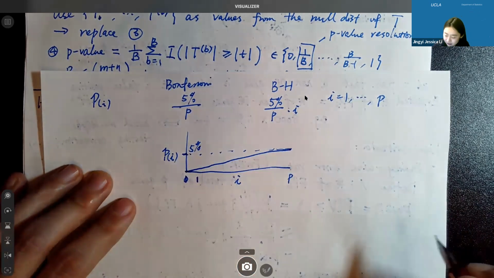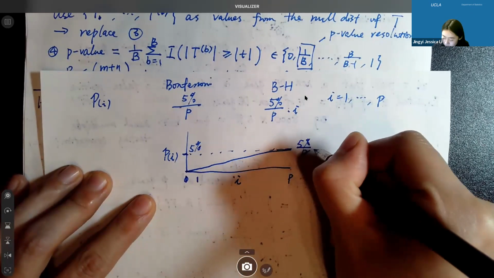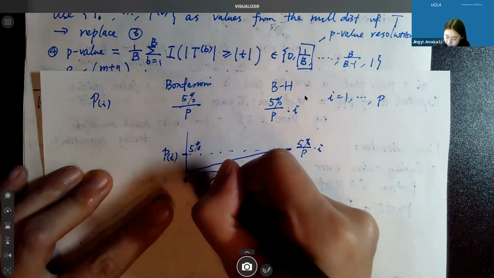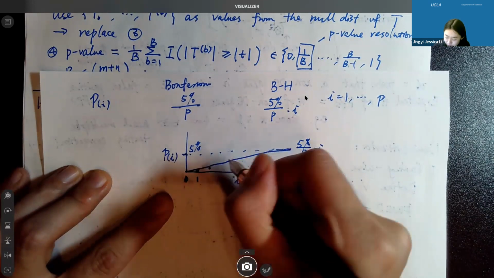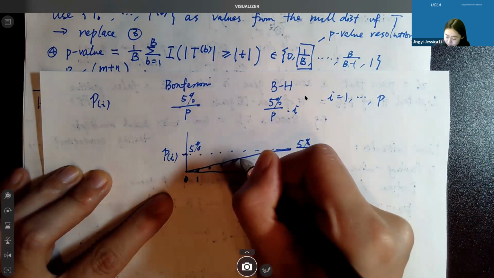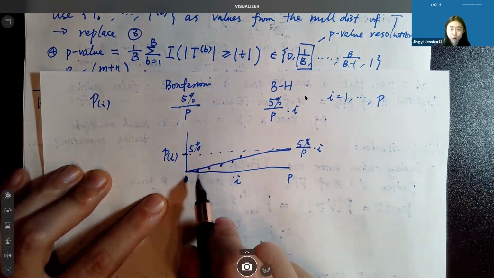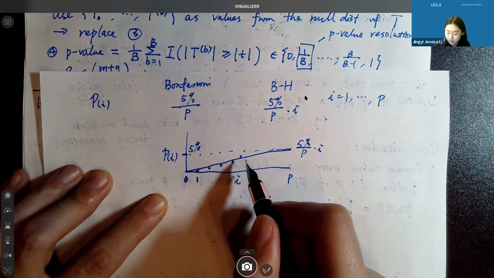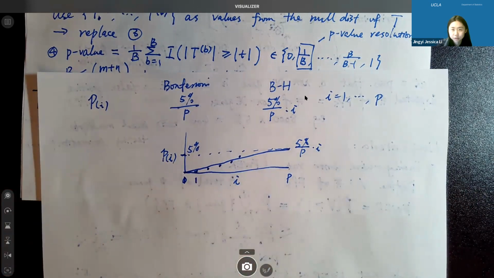That line gives you 5% divided by P, times i. Then your p-values would be somewhere here: the first one, the second one, and you may find that gradually, after that, the p-value goes up. If that's the case, you are going to reject the first 4. So just find where the p-value crosses the line, and then you reject everything before that. That's the basic idea of the BH procedure.